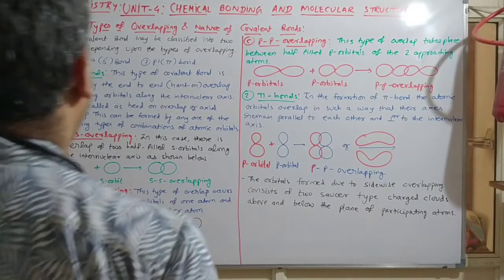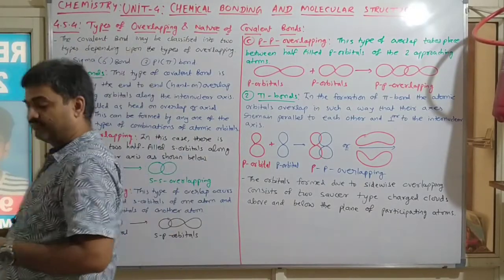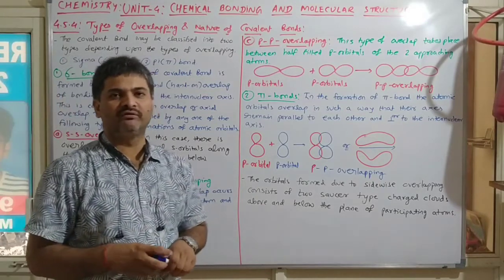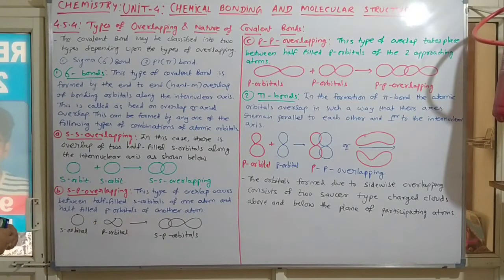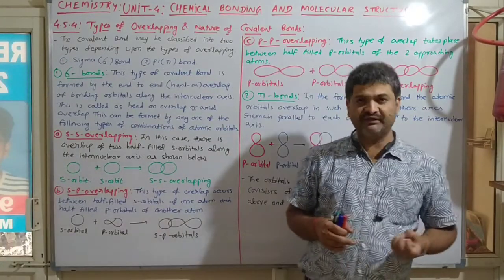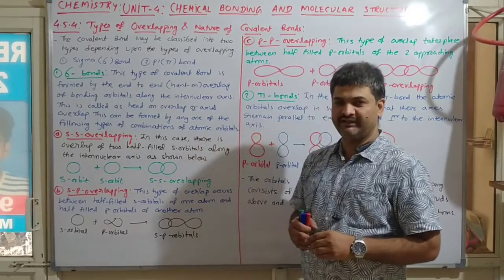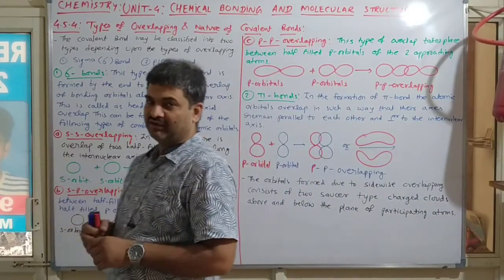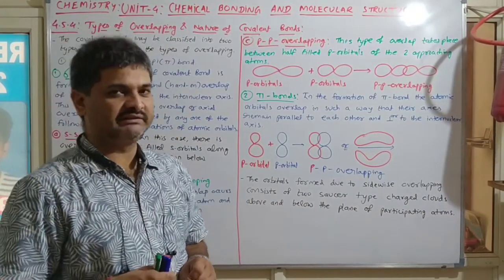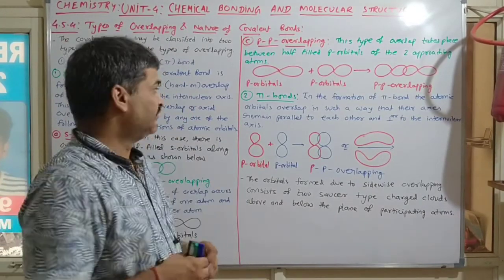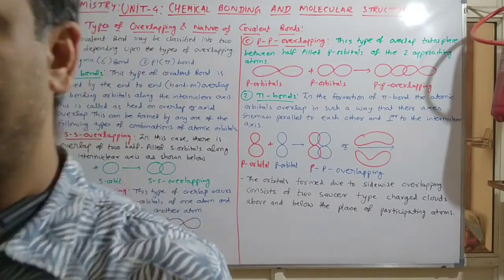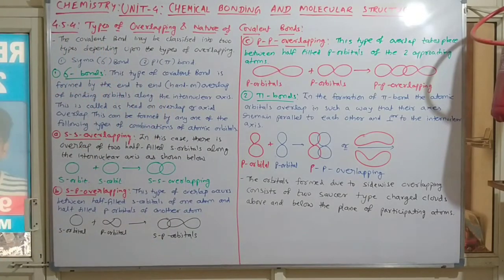Topic number 5.4. So this is types of overlapping and nature of covalent bond. Whenever overlapping will take place between s and p orbital, a different type of bond formation will be there. Clear? So these bonds are again either sigma bond or pi bond. So what is sigma bond? What is pi bond? That we will discuss right now with the help of a figure.